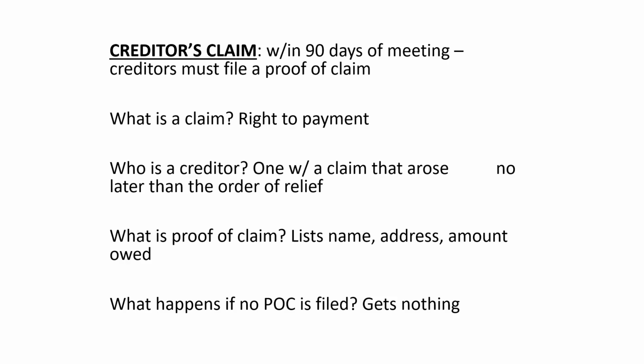If they do not file a proof of claim, they get nothing because they haven't shown their proof of claim. You may have listed them on your debts in your petition, but unless they come forward with, here's my proof of claim, they're not going to get anything.